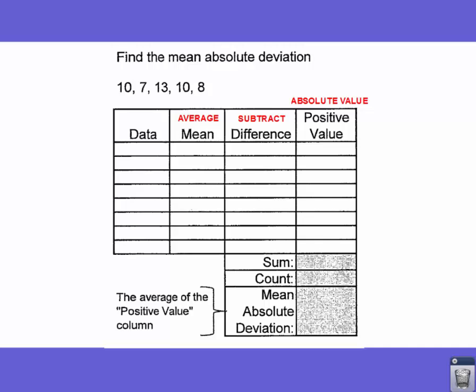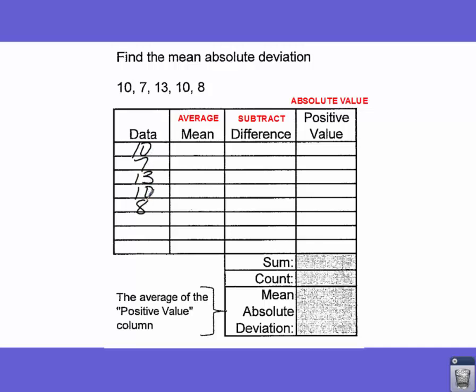So here is our example. We have the values of 10, 7, 13, 10, and 8. One way to help us calculate the mean absolute deviation is if we divide things up into 4 columns and record our information. Okay, so we write our data down. We've got 10, 7, 13, 10, and 8.